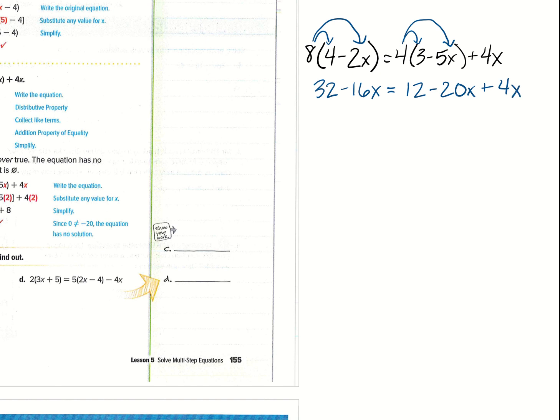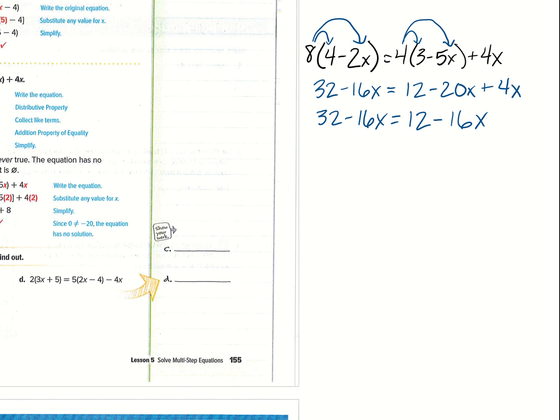All right. Our next step is going to be on the right side. You can see we've got a couple of like terms that we can take care of. So I'm just going to rewrite all of this over here. And then on the right side, we have 12 minus 20x plus 4x, which is going to give us negative 16x there.